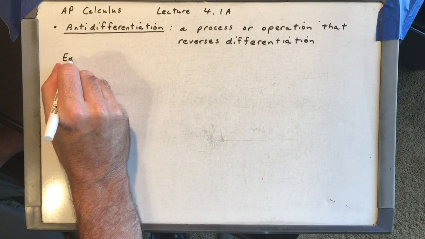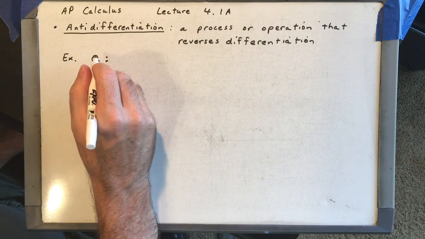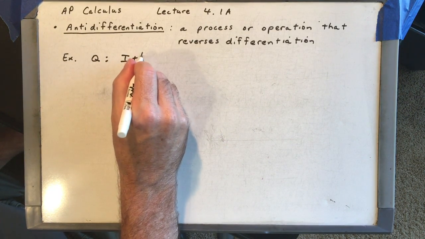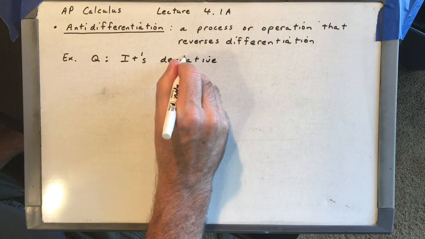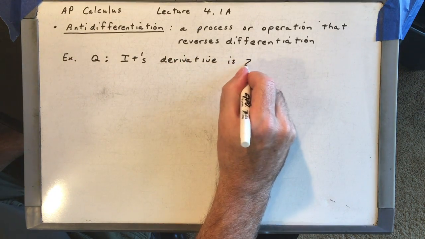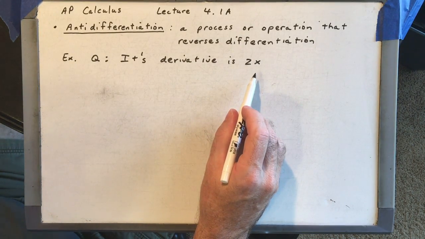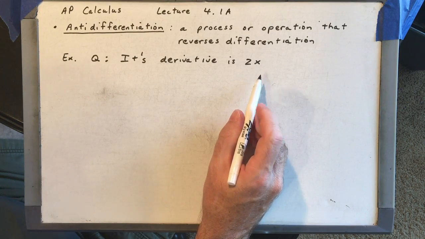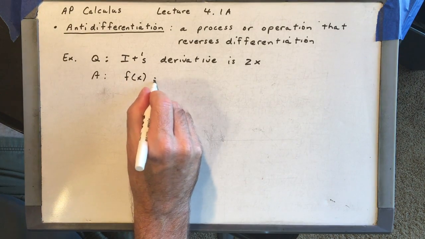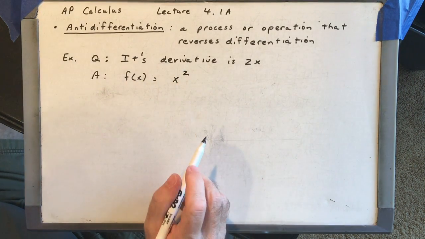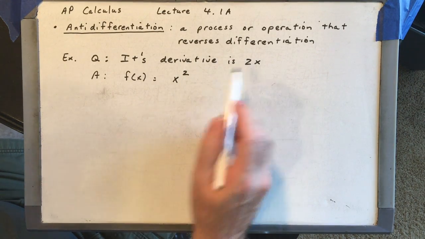So let's do a few simple examples. So let's start with a question. All right, its derivative is 2x. Okay, what function, when you take the derivative of it, you get 2x? All right, well, the answer, maybe you can do this, is f of x is equal to x squared. So we reverse the process. Take the derivative of x squared and you'll get 2x.